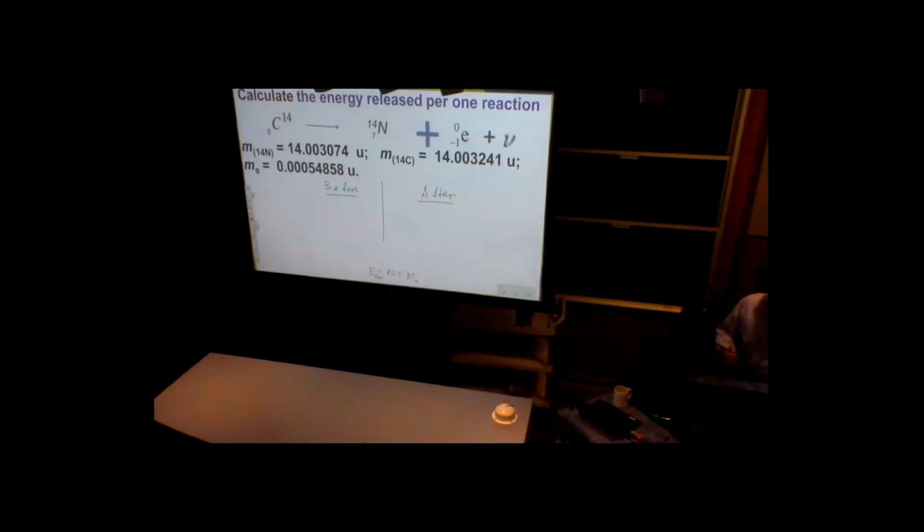We could have used international system of units, joules and kilograms. In that case, we would have to use c squared. Why would we do that?